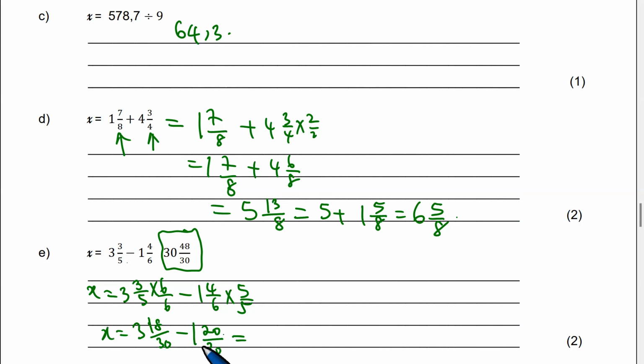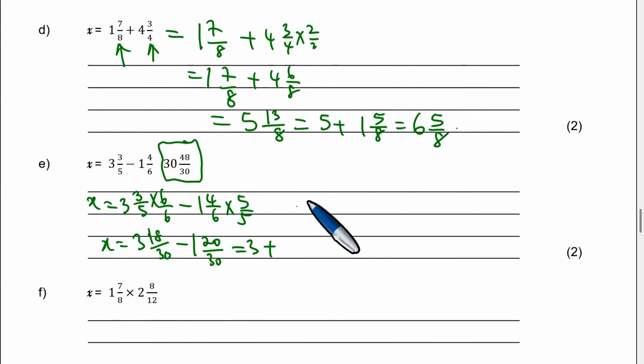Then you have the following. This is exactly 3 plus 18 out of 30, and it is minus 1 minus 20 out of 30. What is 3 minus 1? Remember that you put minus here. 2. Right. And then these ones have 30 at the bottom. So you must just say 18 and 20. What is 18 minus 20?